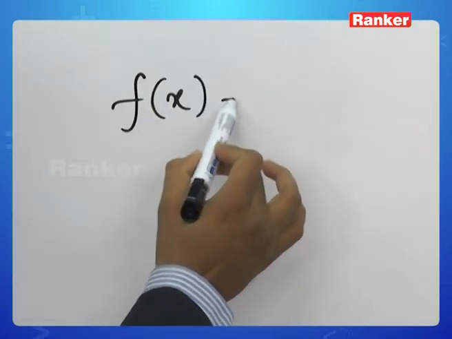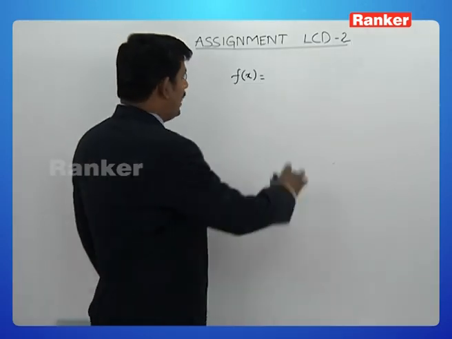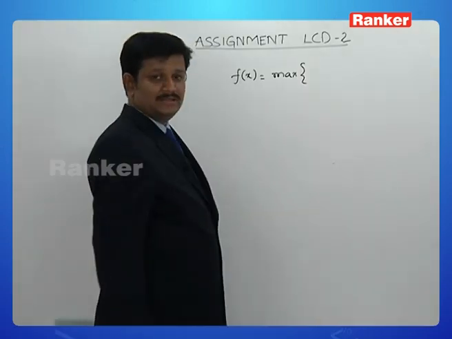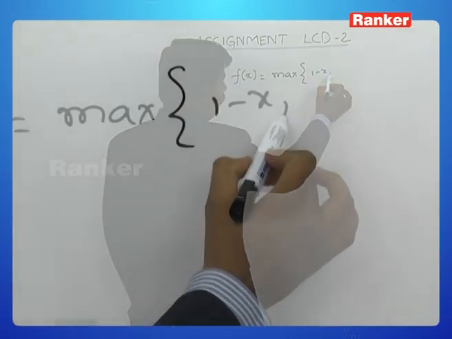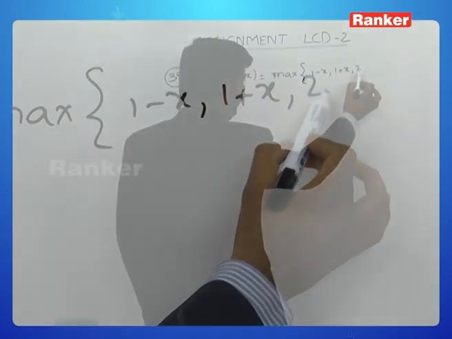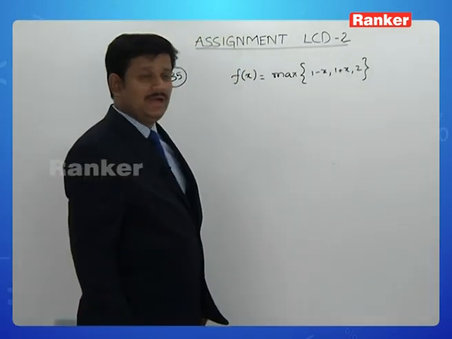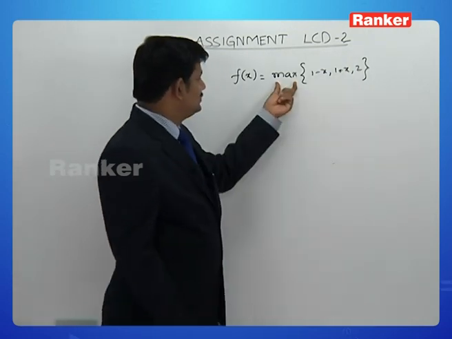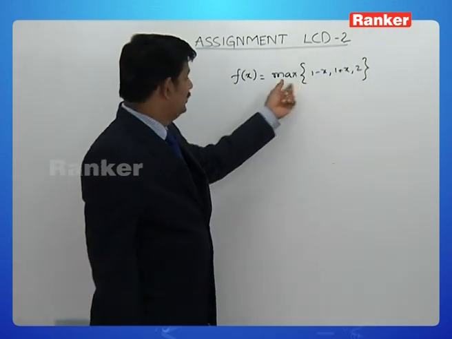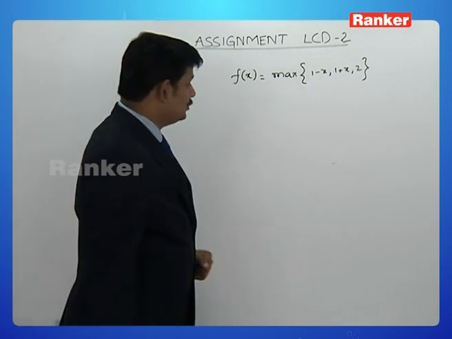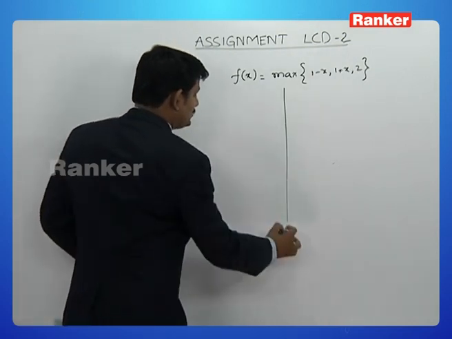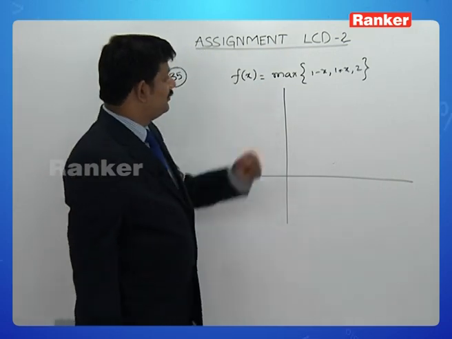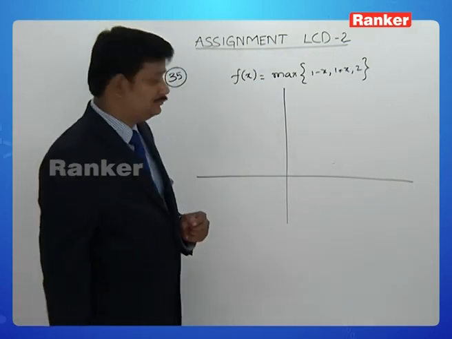Let us say f of x equal to maximum of 1 minus x, 1 plus x and 2. So, we have 3 functions. We need to compare these 3 functions, and maximum among the 3 would be f of x. So, for such type of questions, it is always apt to draw the graphs. Let us draw the graph of 1 minus x, 1 plus x and 2.